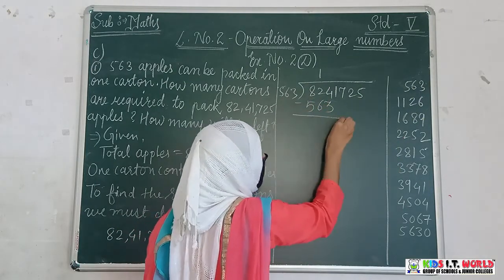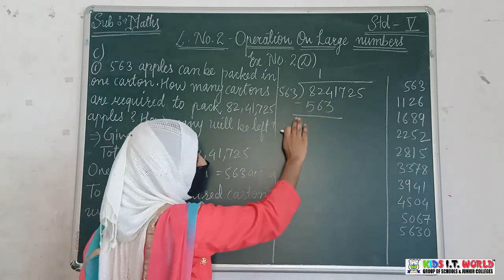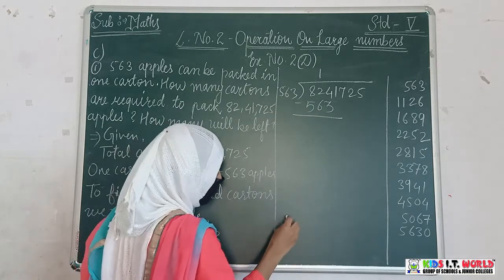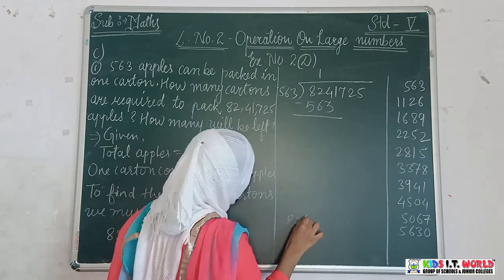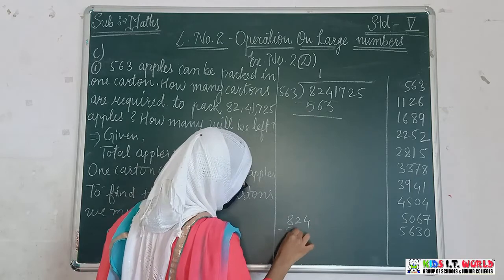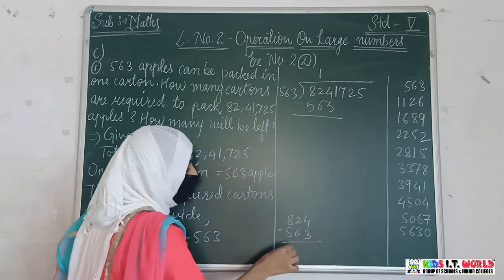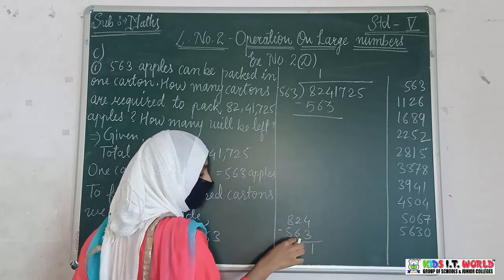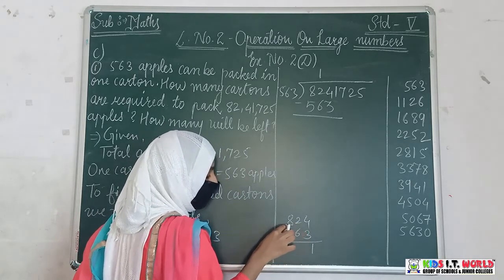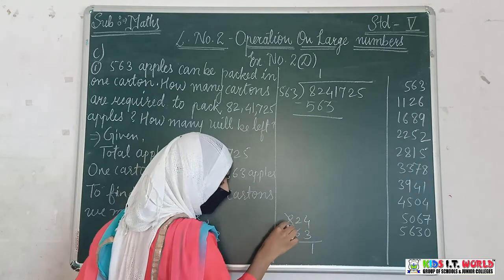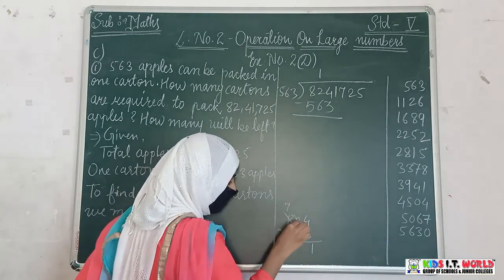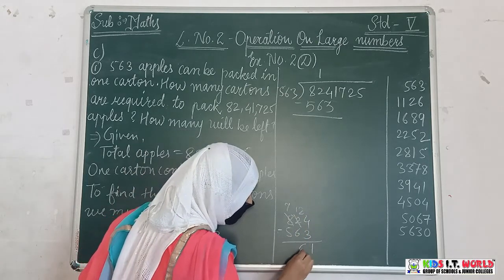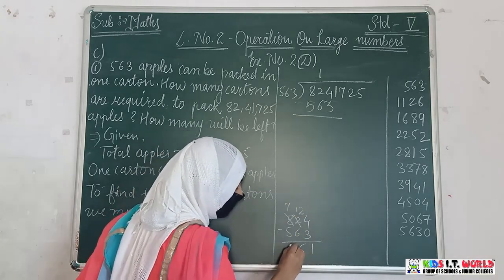563. Now in the rough work you will do the subtraction. If you are not able to do it mentally, do it in the rough work. 824 subtracted by 563. Here 4 minus 3 is 1. 2 minus 6 is not possible because 6 is greater than 2, so we have to borrow from another number. We will take it from 8. It will be 7, and this will be 12. So 12 minus 6 is 6, and 7 minus 5 is 2.